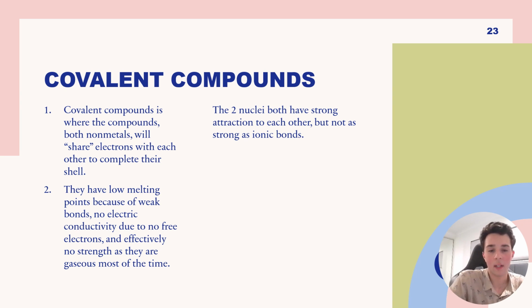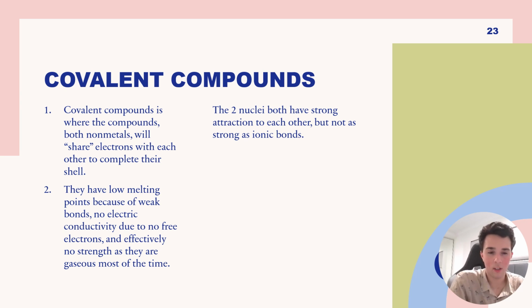Covalent compounds. A covalent compound is where two non-metals, like two oxygens, two hydrogens, or Cl and nitrogen or something like that, share electrons with each other in order to complete their full outer shell. And that's why you often find covalent compounds as a gas. If you have a look at CO2, that's always a gas. Cl2, two chlorine atoms, two oxygen atoms, two hydrogen atoms, that's why they're always a gas, because they have really weak bonds, and that also explains why their melting point is really low.